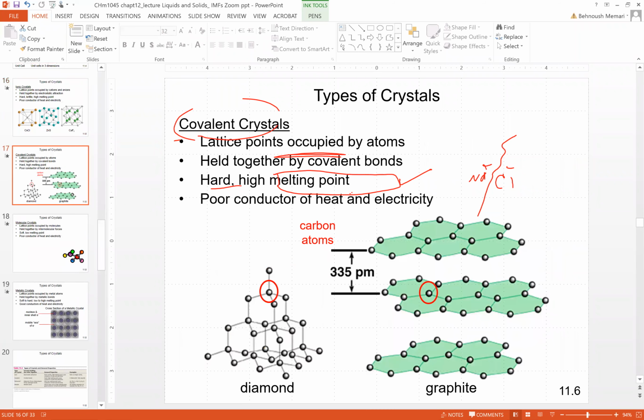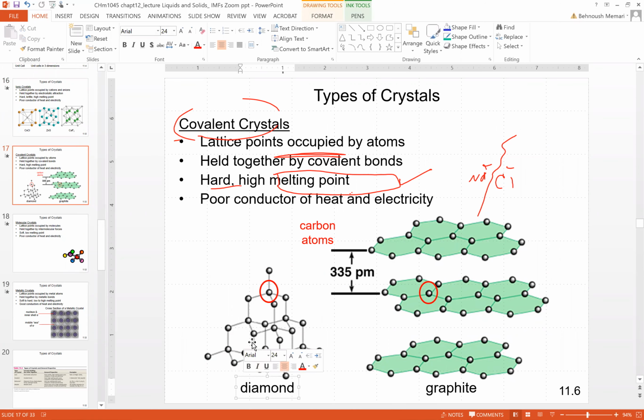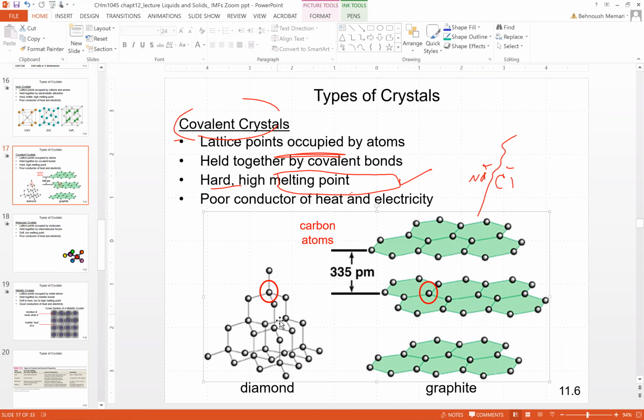Then we have covalent crystals. What are covalent crystals? That could be diamond or graphite. Graphite is different from diamond. They're both made of carbon, but they're slightly different from one another. In diamond, the bond that holds every carbon to another carbon is all covalent bonding, and it's very strong.